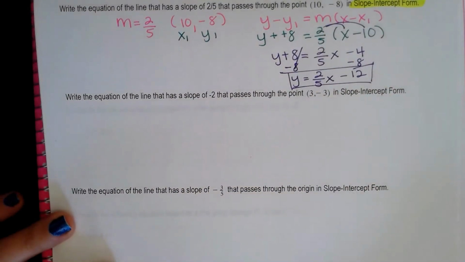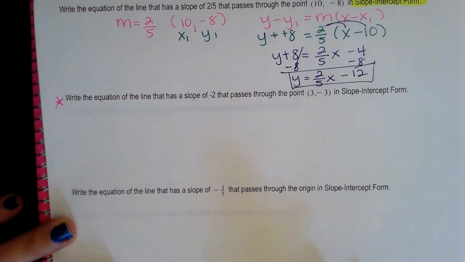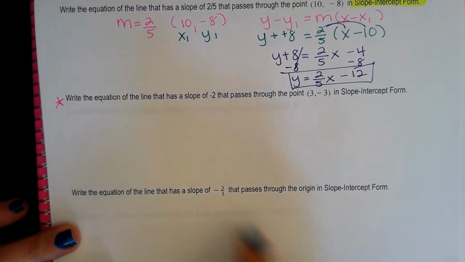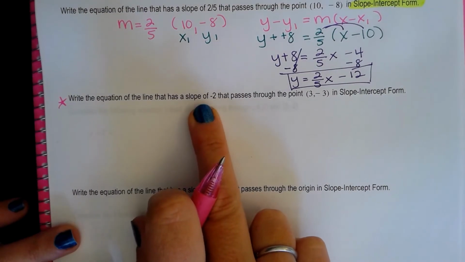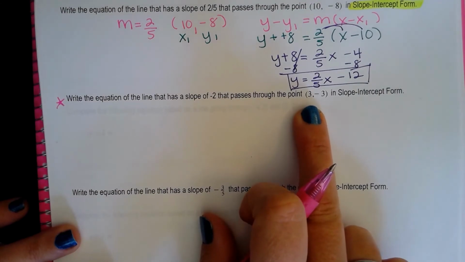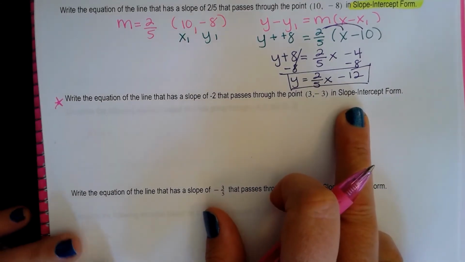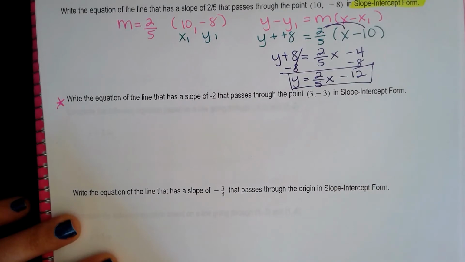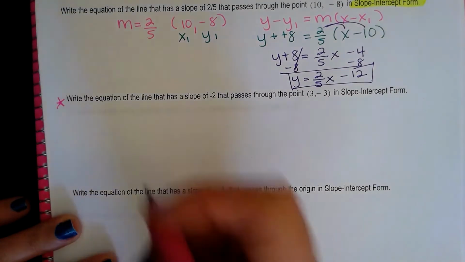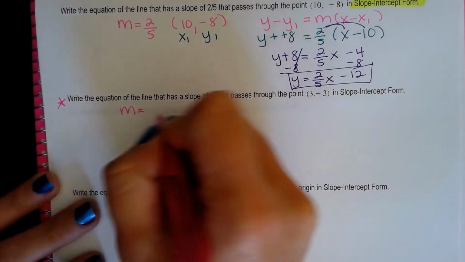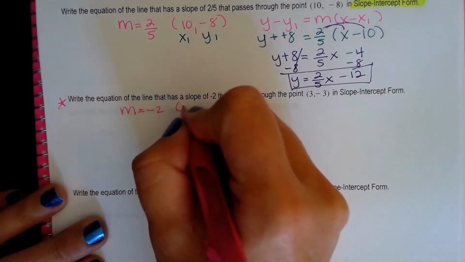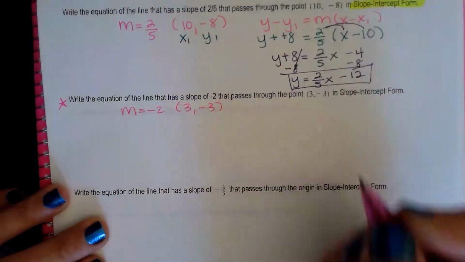All right, you guys are going to try the next one all on your own. So write the equation of the line that has a slope of -2 that passes through the point 3, -3 in slope-intercept form. Go ahead. Okay. So slope of -2, point is 3, -3.